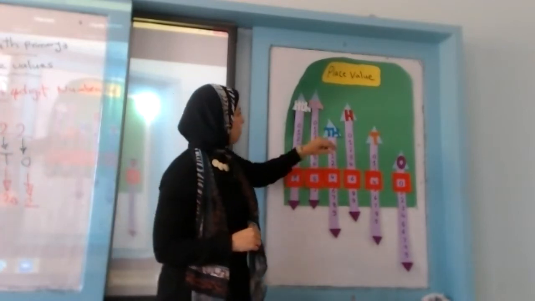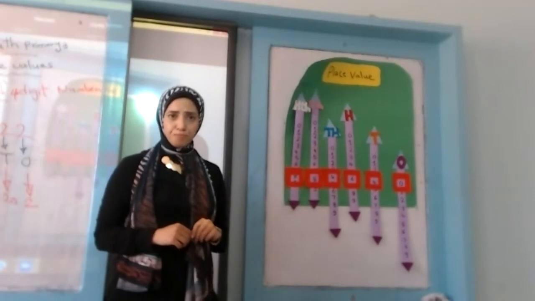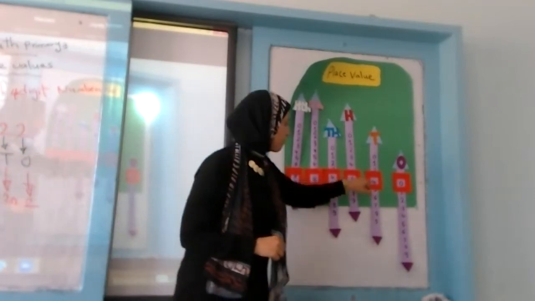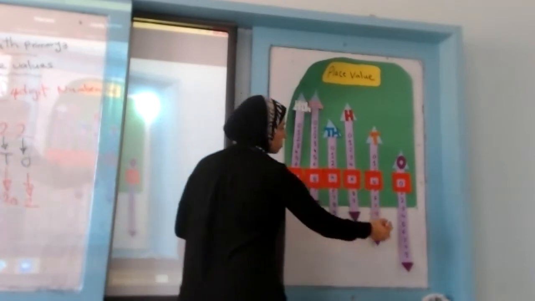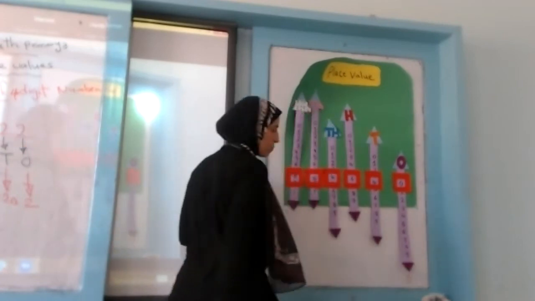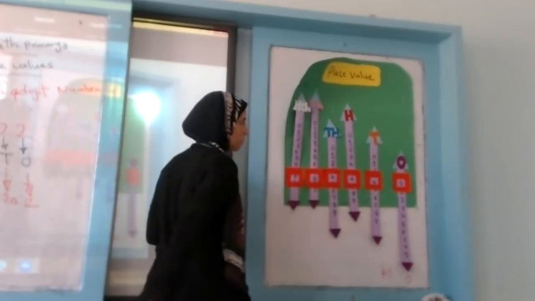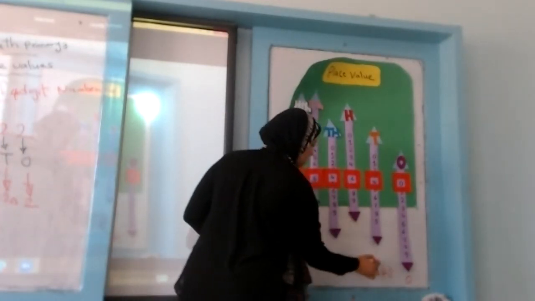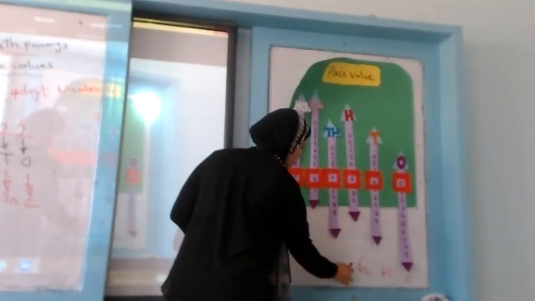The value of 4 in the thousands place is 4,000. So I have 4,000, 600, 40, and the value of 0 is zero. The value of 4 is 40, the value of 6 is 600, and the value of 4 is 4,000.